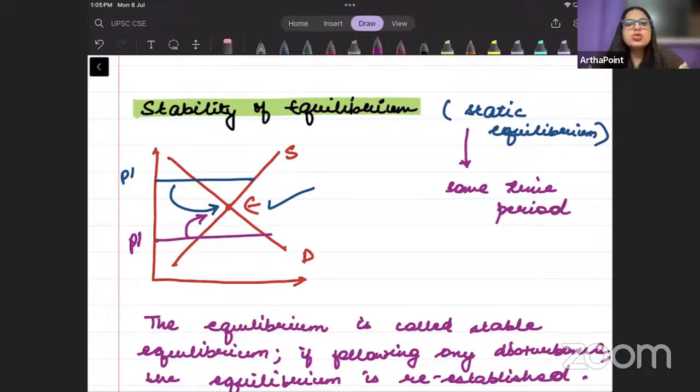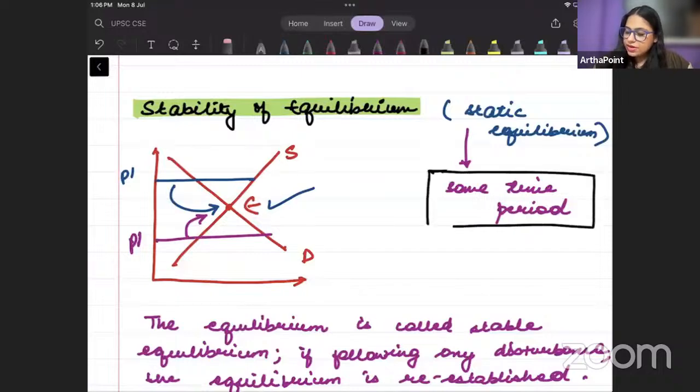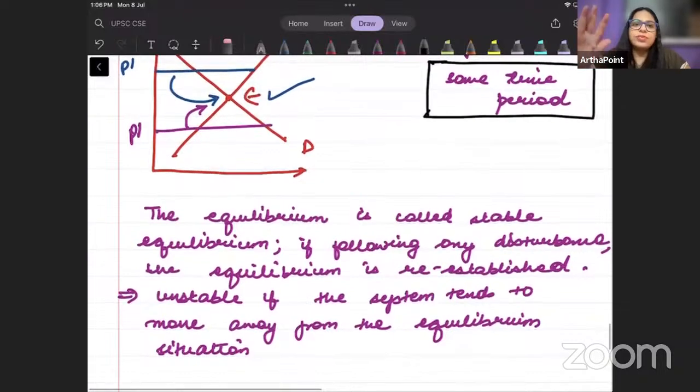In today's lecture only, I will take you through the dynamic period equilibrium condition also. We will study what a dynamic period equilibrium condition is and how that is established. But for now, we are starting our class with the static equilibrium condition.